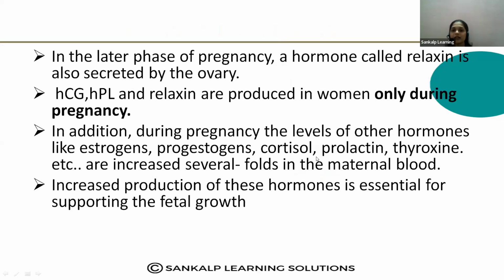In the later phase of pregnancy, a hormone called relaxin is released by the ovary. See here, very important. Again, one more important point. In the later phase of pregnancy, the hormone relaxin is secreted by the ovary, not by the placenta. Placenta releases progesterone, estrogen, HCG and HPL. Remember the full forms also. But relaxin is released by the ovary.